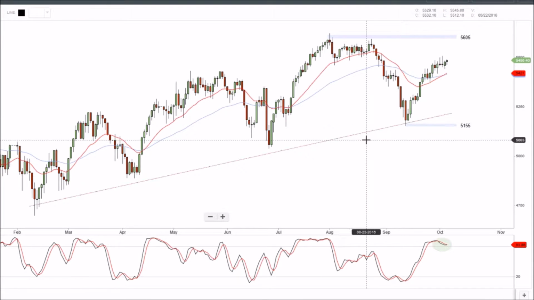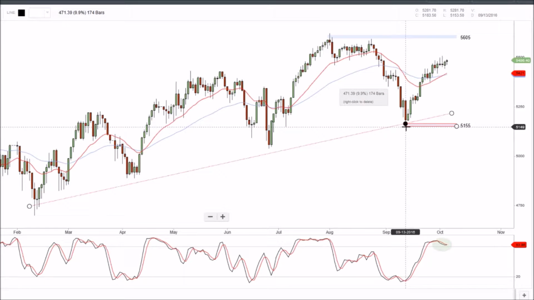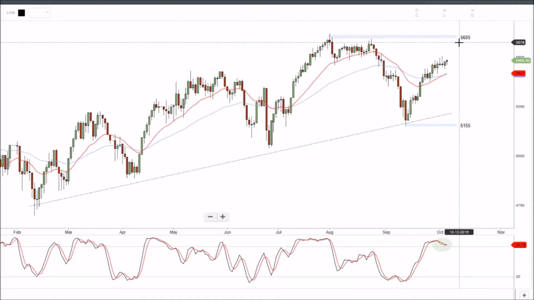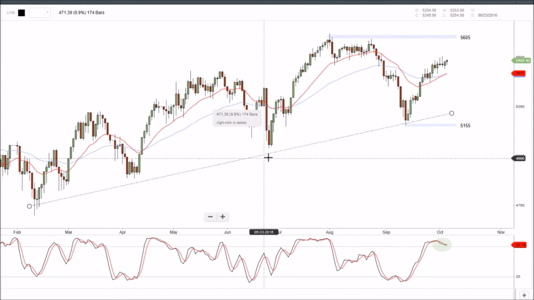We did just find that rising support down, this rising support here. Just touched down, and we actually bounced off that recently. Now it is in overbought territory, so it's going to be interesting to see whether it can get up to and through 56.05 on a daily basis.